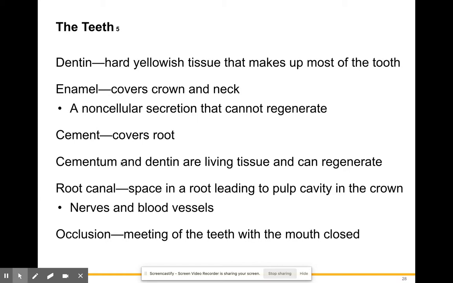Okay, the root canal. A lot of people think of root canal as a procedure, and it is. But the root canal is actually an anatomical space in a root, which leads to what we call the pulp cavity in the crown. And in the root canal is where you find nerves, where you find blood vessels for that particular tooth. And that's why it hurts to get a root canal, because it hits nerves, it hits blood vessels, and it is painful. When you close your mouth and put your teeth together, that is the process of occlusion, okay?